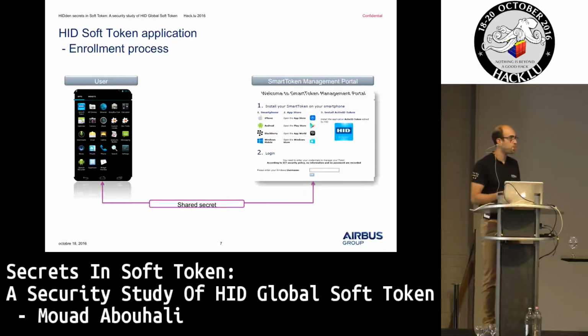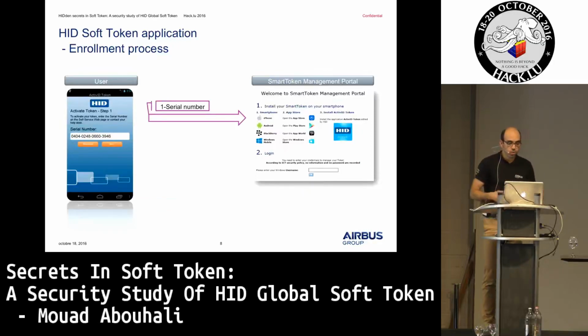So this component comes into play to ensure the enrollment process. The user, for the first time, gets a serial number that the application generates during the first execution. The user, as you can guess here, manually has to achieve all the enrollment process. So he takes the serial number and sends it to the management portal.